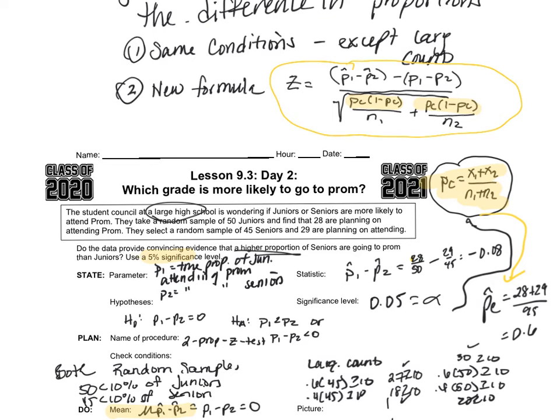Okay, and notice in the numerator we've got p hat 1 and p hat 2 and p1 and p2, but in the denominator we have p hat c's. Okay. There should be p hats. Sorry.